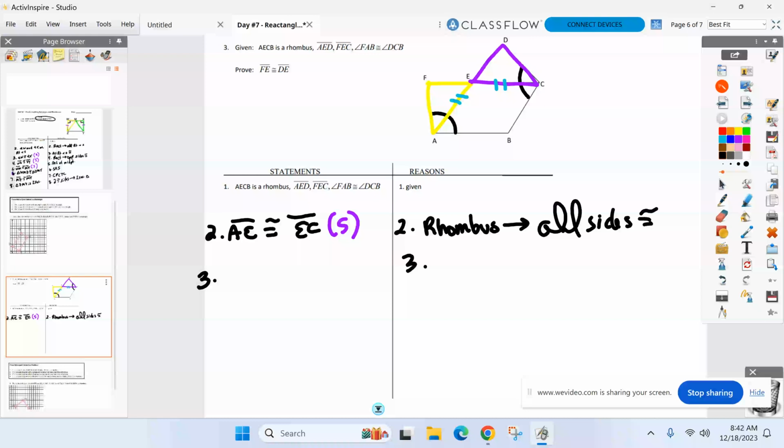Angle FEA. And anything else? How about DEC? What type of angles have we been working on since Unit 2 here? Yeah, what do you know about them? Okay, that's the ones I'm looking for there. Gotta spot them. FEA, congruent to angle DEC. Vertical angles are congruent.